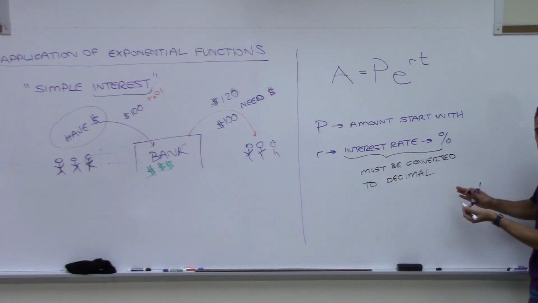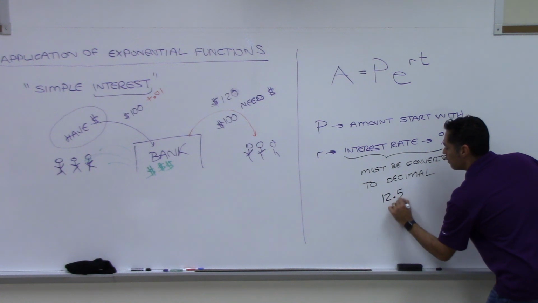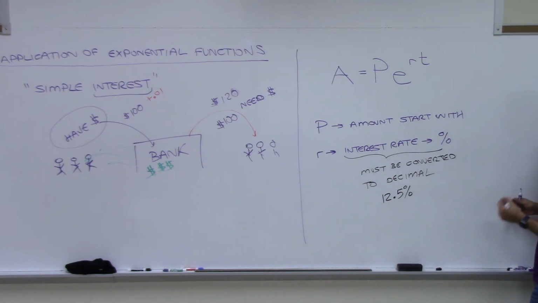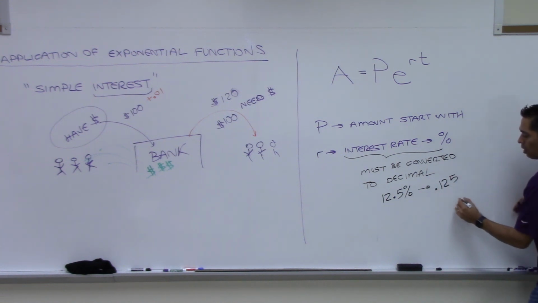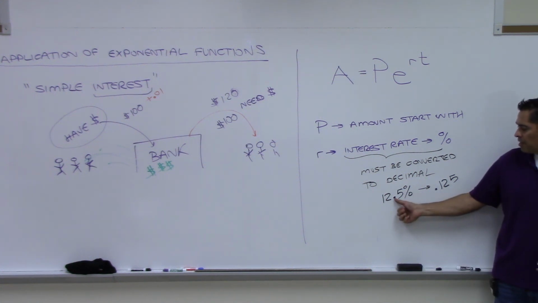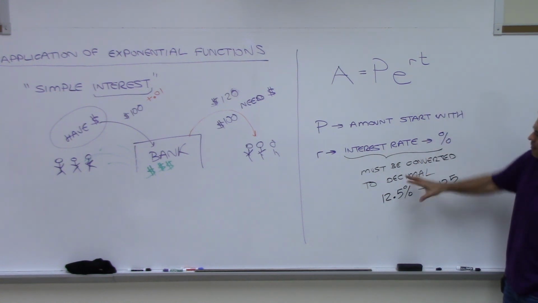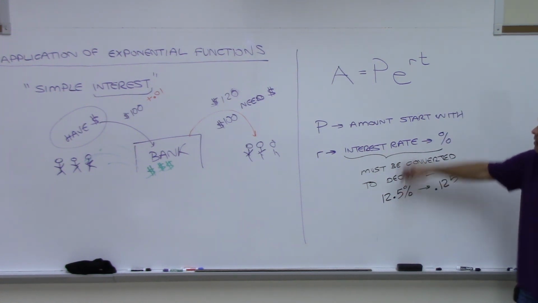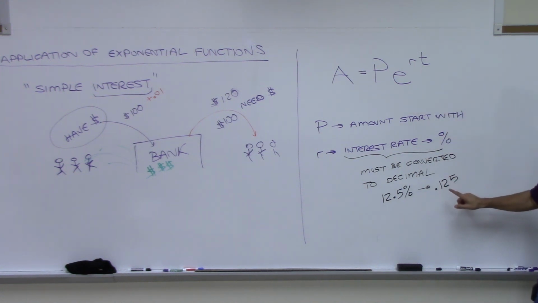I'll give you one example under here, just in case you're not sure what I mean. If your interest rate was 12.5%, then in the formula, you would have to use 0.125 for r. The way we convert percentages to decimals is we move the decimal point 2 places to the left. So if they tell you the interest rate is 12.5 and you replace that r with 12.5, it's over. You've made a mistake. You have to replace it with 0.125. All right? So that's what r is.